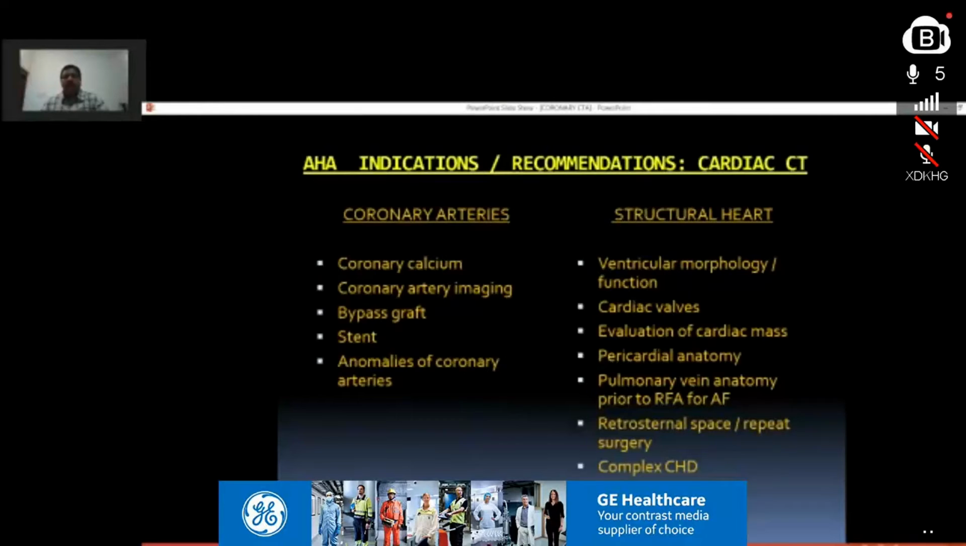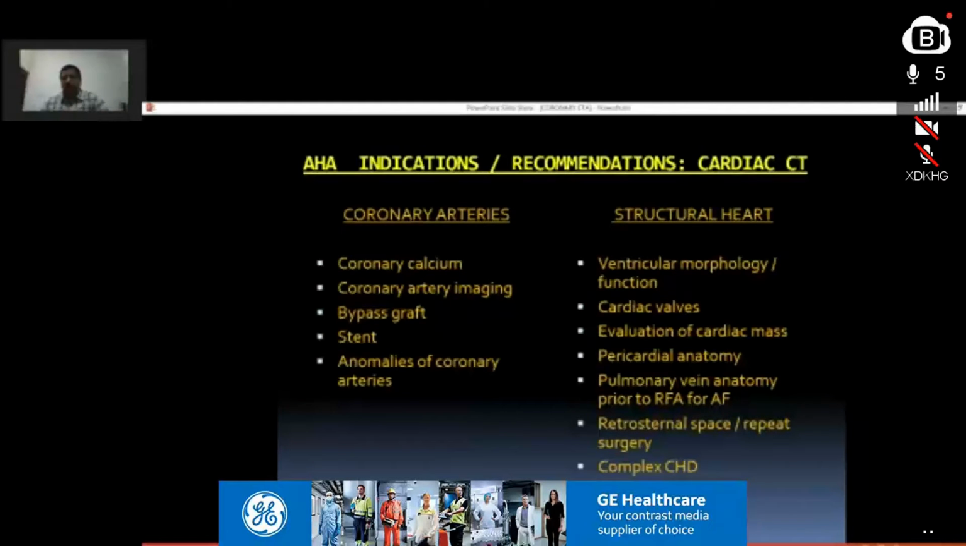Now the common indications for doing a cardiac CT are evaluation of the coronary arteries and evaluation of the structural heart. The foremost indication in imaging of the coronary arteries is evaluation of coronary calcium. Look at the coronary arteries, evaluate patients with bypass, with stents, and look at the anomalies. And this is the area which we will deal with mainly in our presentation today.